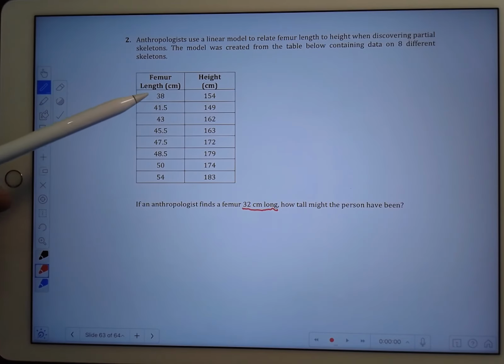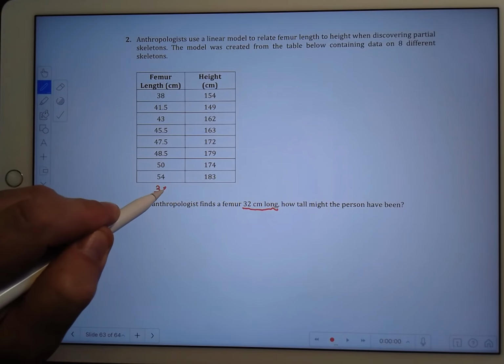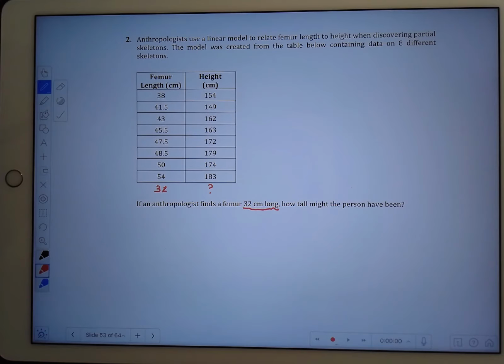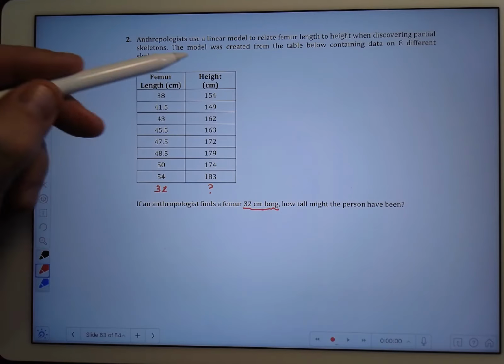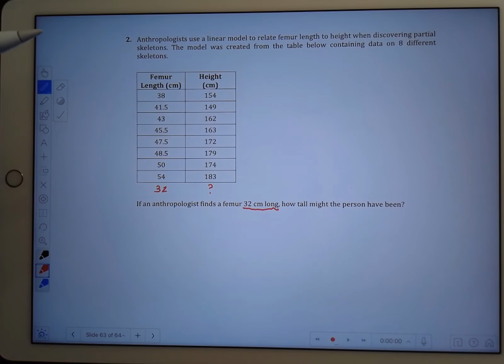If you can imagine, what we're really saying is, if I have a 32 here, what would this correspond to in terms of height? That point doesn't exist in the table, so we're going to use the Meyer method to predict or estimate a prediction of what that might be.